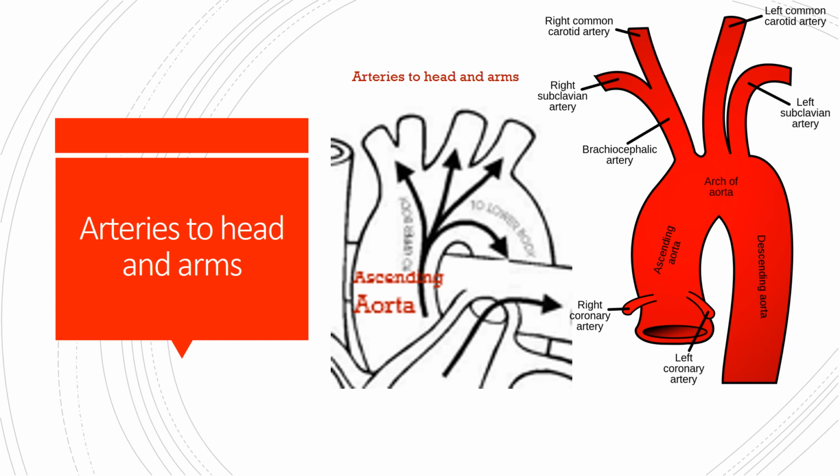From there you have the descending aorta. It's going to go behind the heart and then come down, and it's going to supply the legs. So the lower trunk and then the legs.